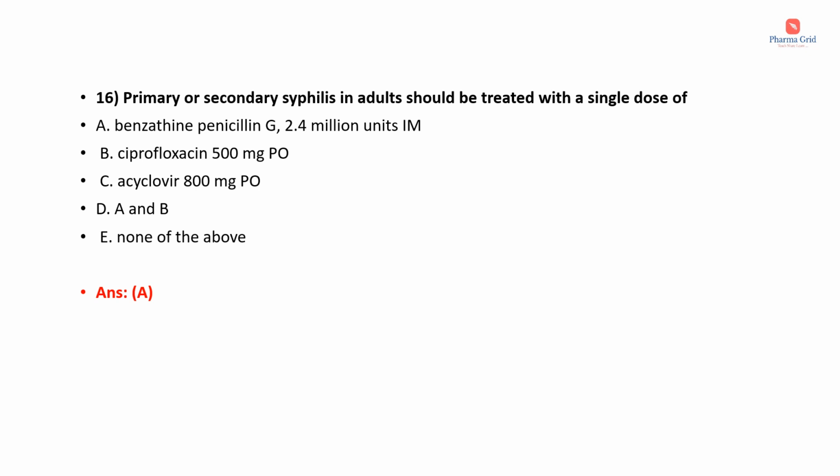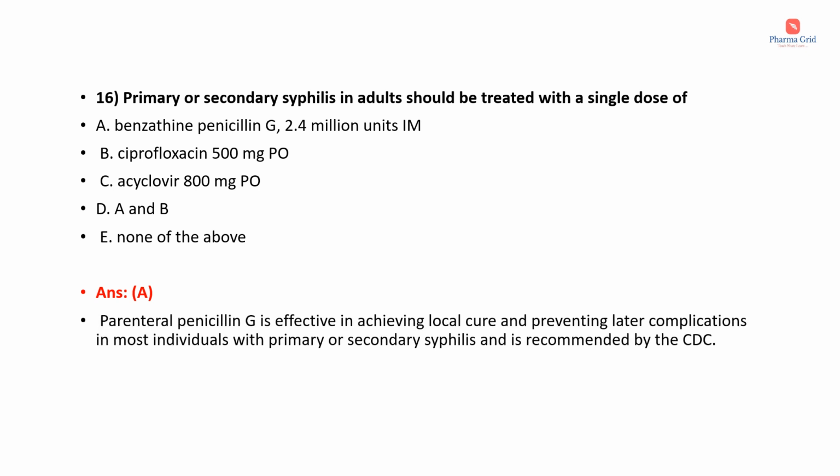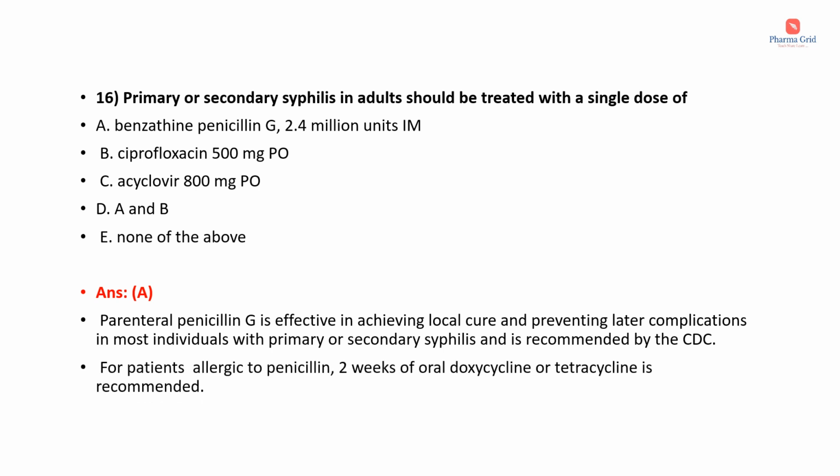Parenteral penicillin G is effective in achieving local cure and preventing later complications in most individuals with primary or secondary syphilis and is recommended by the Centers for Disease Control and Prevention, that is the CDC. For patients allergic to penicillin, 2 weeks of oral doxycycline or tetracycline is recommended.